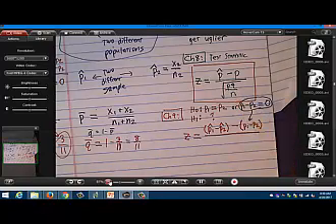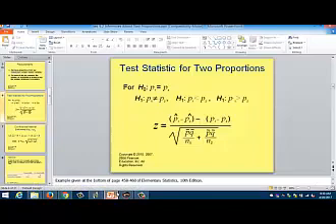Now it's not so simple. Let's write it down. Here it is. Whoa! It's a huge square root. Of what? P bar Q bar over N1 plus N2. What does P bar stand for again? The total pool. The pooled proportion. Yeah, we did that earlier, right?